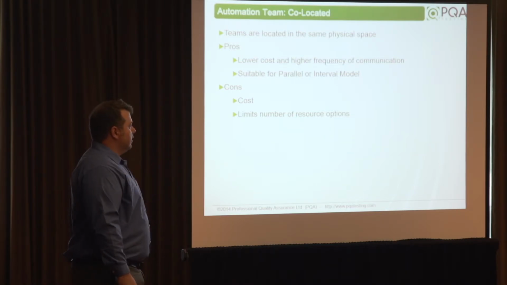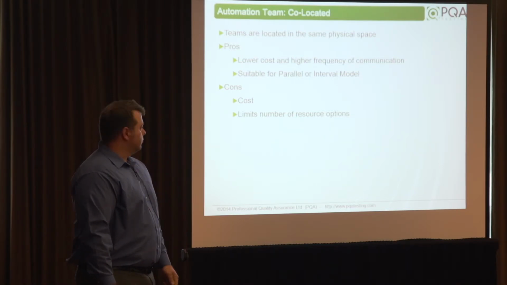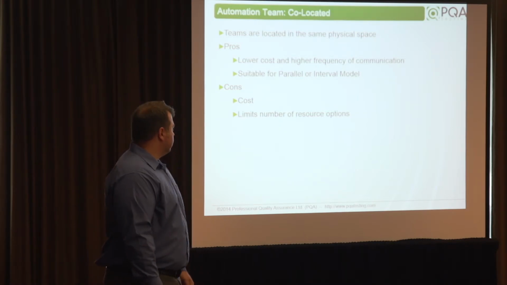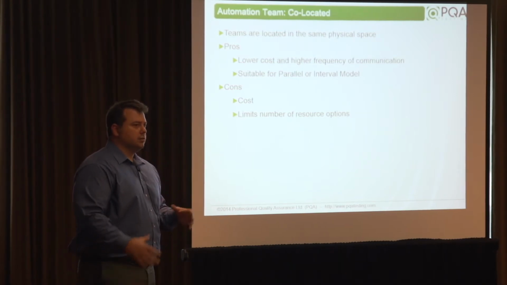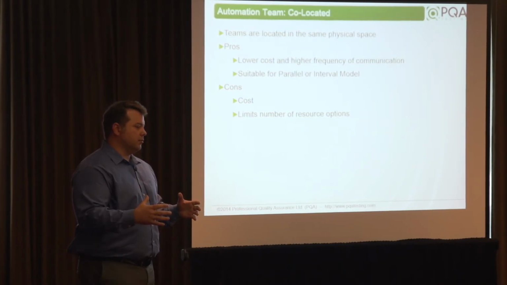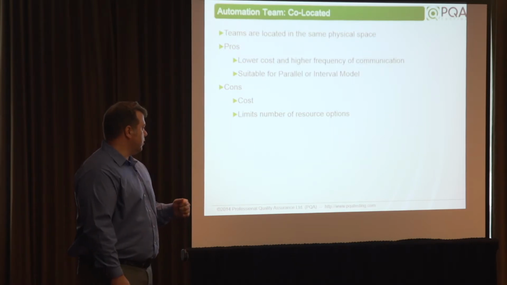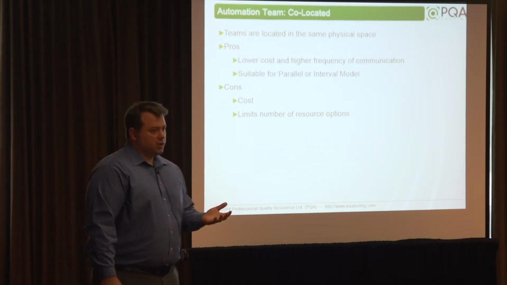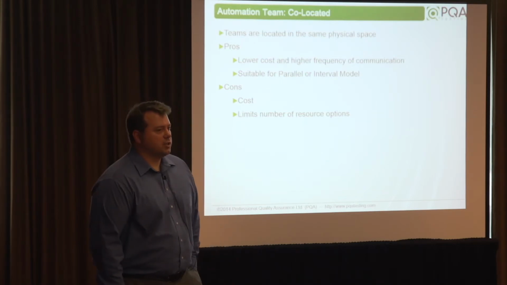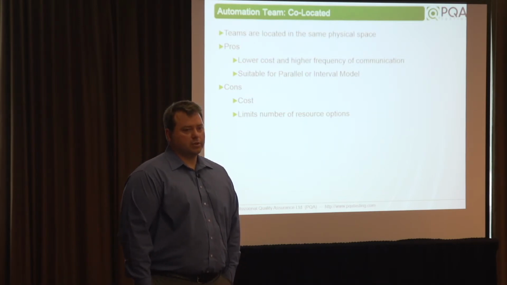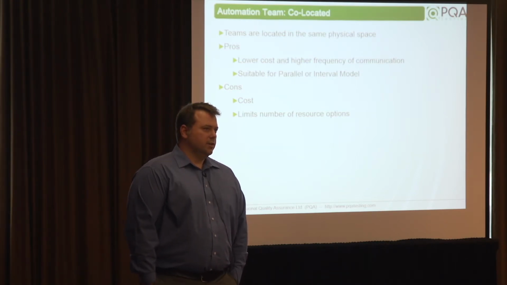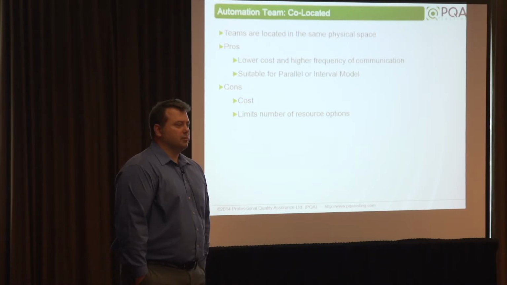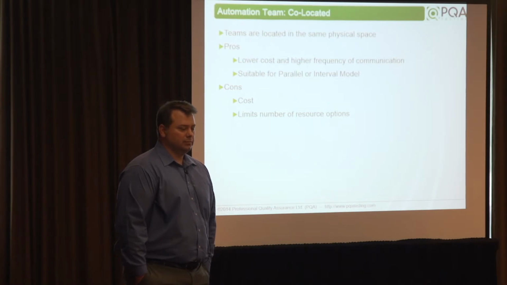This is suitable for either parallel or the interval model. In terms of disadvantages, the cost, right? Sometimes it is more expensive to have everyone co-located and to find resources that are available that can be co-located, and it limits potentially your number of resource options. Now, that may not be as big a factor in Vancouver, where there's a large market, but in a city like Moncton, where I'm from, if I need to find someone who's an expert in automating API calls to SAP, I may struggle with that.